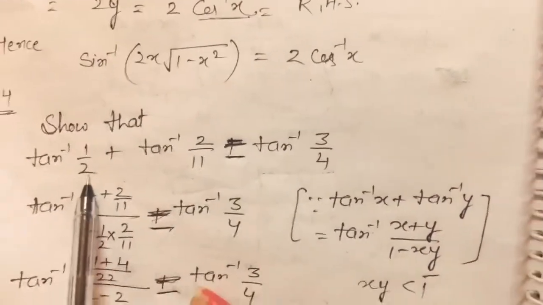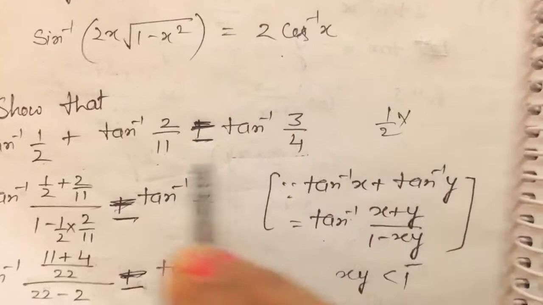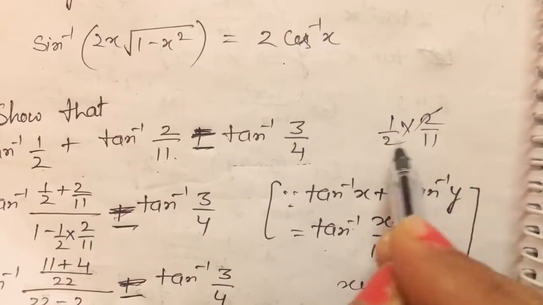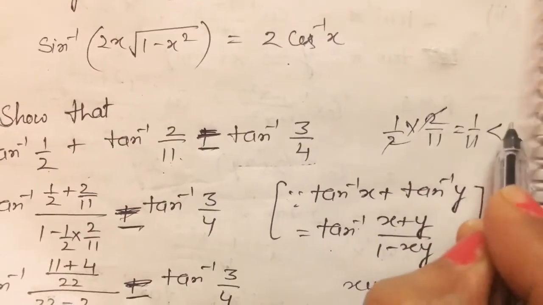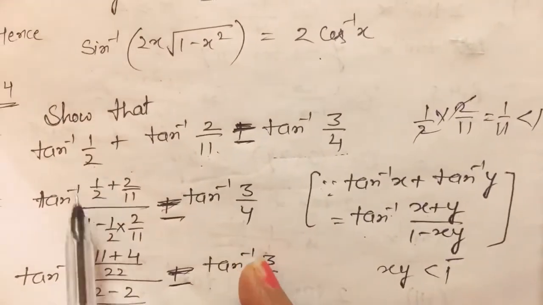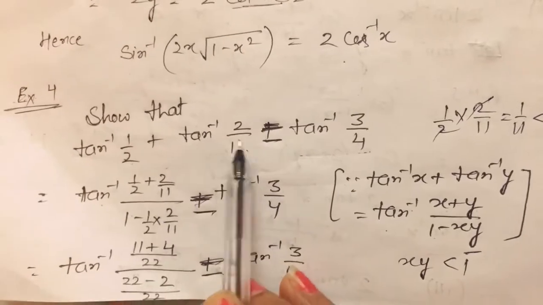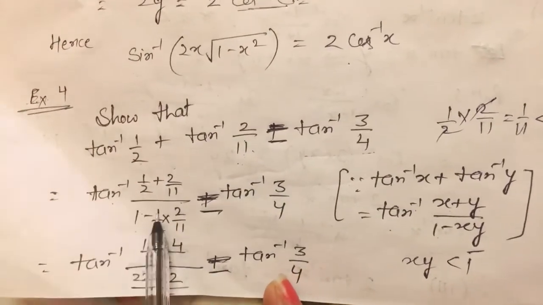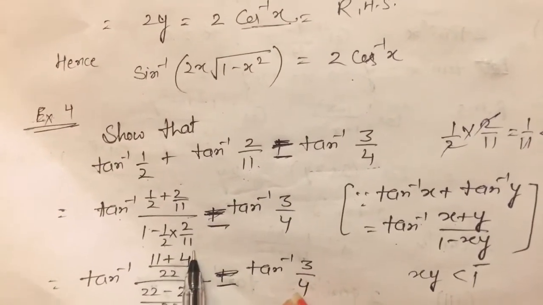Look here, what is x here? 1 by 2. What is y here? 2 by 11. The product xy is 1 upon 11, and 1 upon 11 is less than 1. So we can use this formula here. So it will be tangent inverse of x is 1 by 2, y is 2 by 11, upon 1 minus 1 by 2 into 2 by 11.